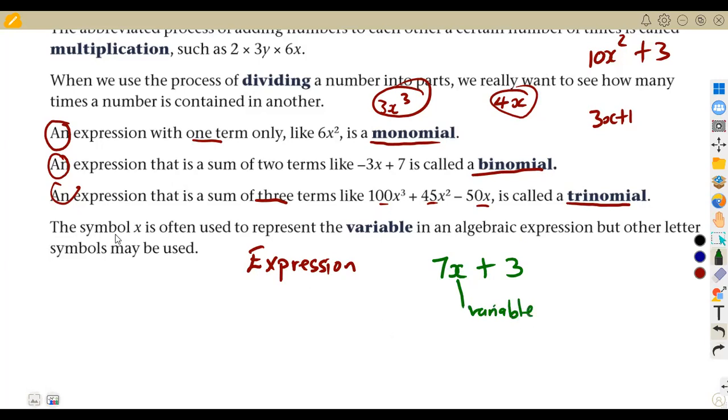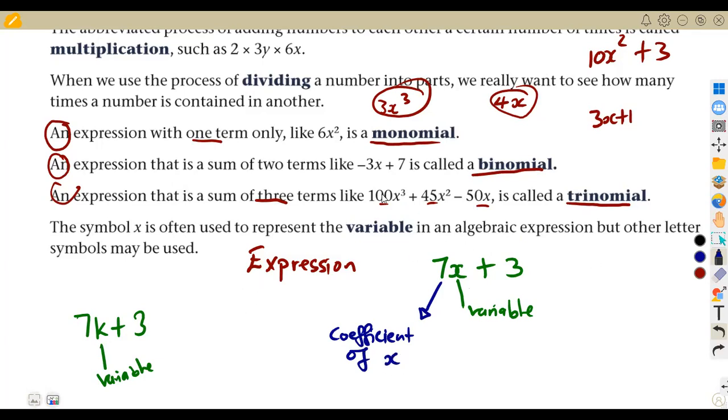The symbol x is often used to represent the variable in an algebraic expression, but other letter symbols may be used. So we can use k in this case, maybe it's 7k plus 3. That means the variable is the letter that is going to be applied. So our variable there is k, all right? Then we have the number that is multiplying the variable, this one. It is referred to as the coefficient. So this one is the coefficient of x.